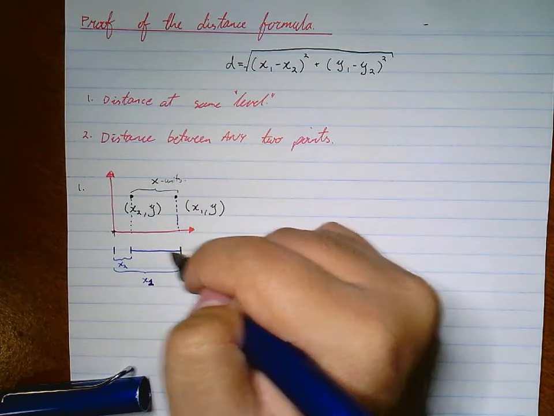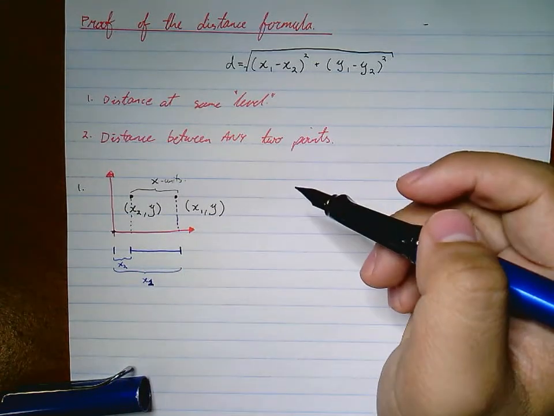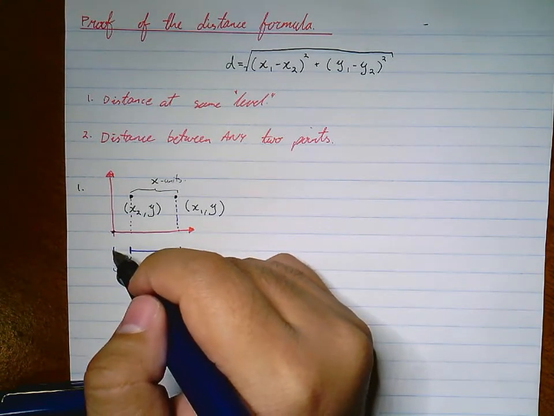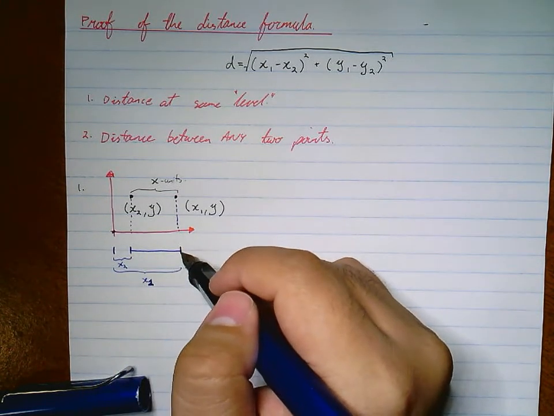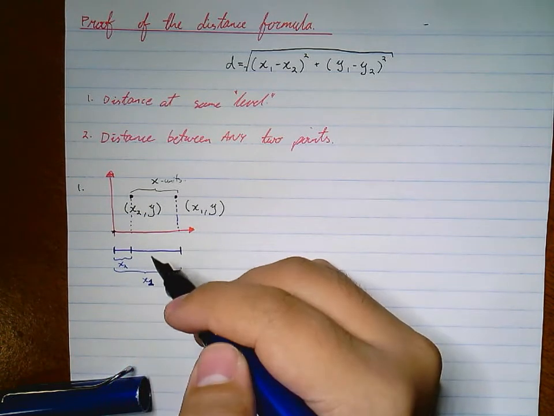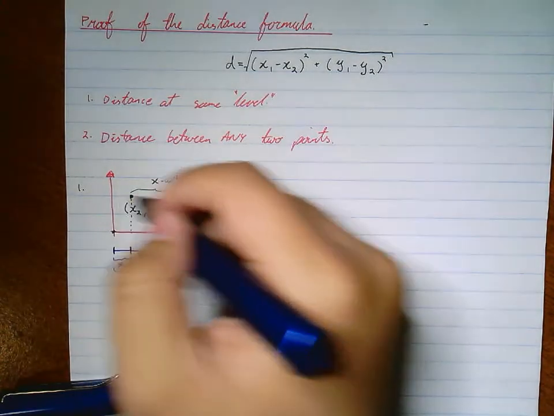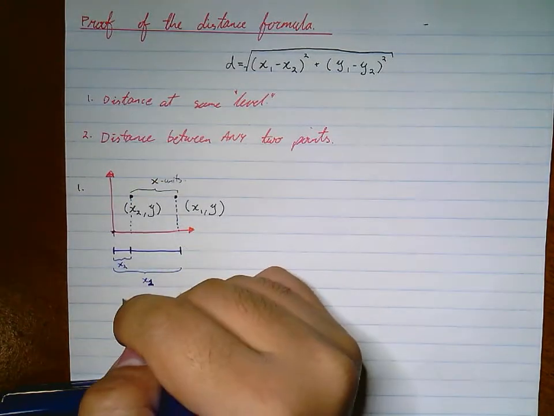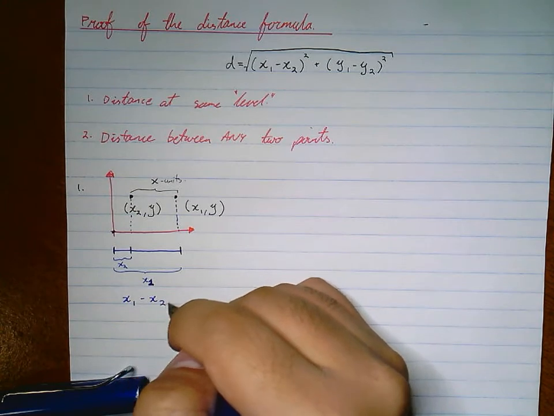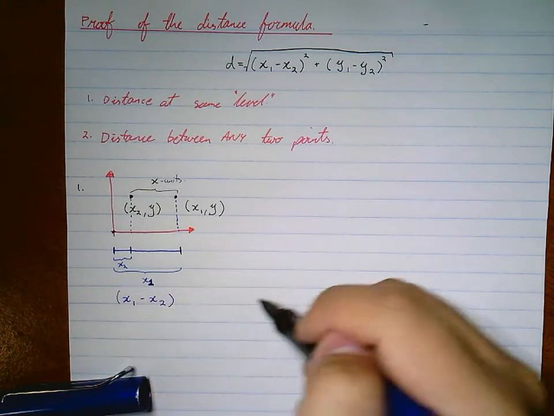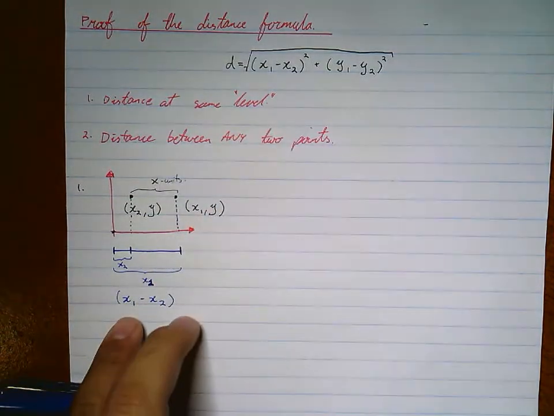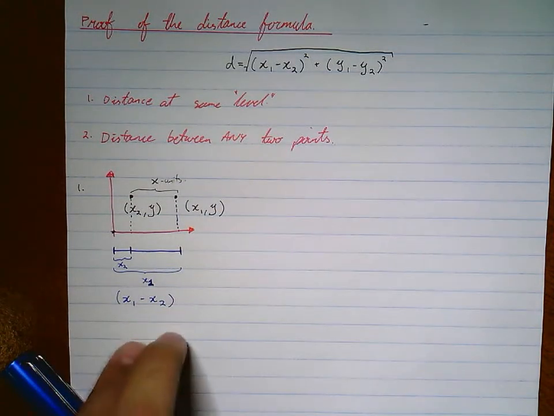What is the length of that line there? Wouldn't that be x1, which is this length from here to here, subtracted by this length here? So the horizontal distance, if it's at the same level, is just going to be x1 minus x2. Any 2 points that are along the same level. We could actually swap these, it won't matter. Okay.